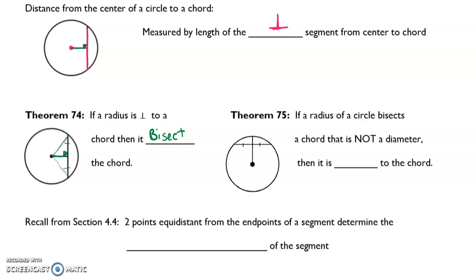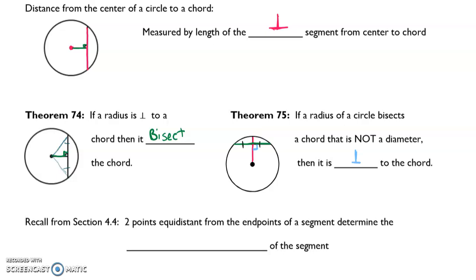With theorem 75, we have a radius of a circle given to us, that's this, and it is bisecting a chord. Here's my chord, and I have it already marked as bisecting. Well, what conclusion can we draw? It's perpendicular. So this is the converse of theorem 74.